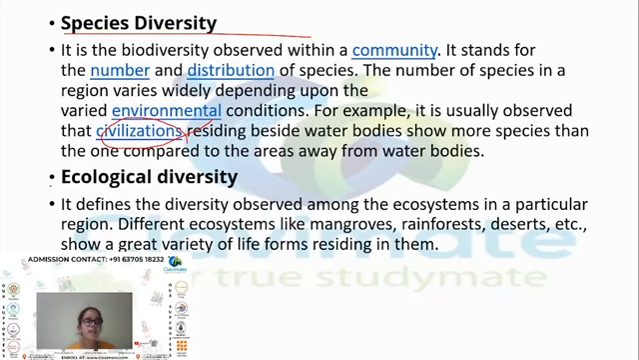And coming to ecological diversity, it defines the diversity observed among the ecosystems in a particular region. Like you can see mangroves, rainforests. These are all the ecological diversities that are available in our areas.